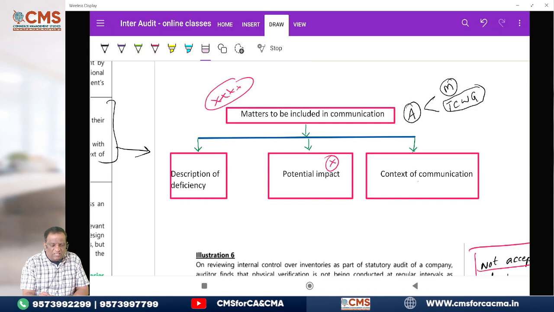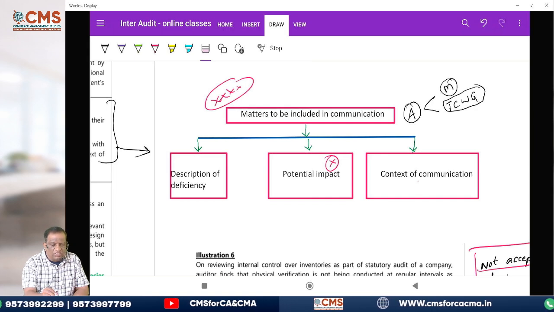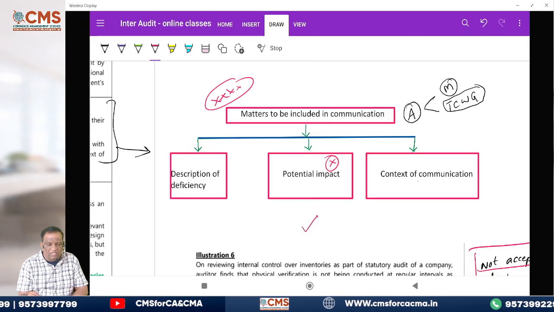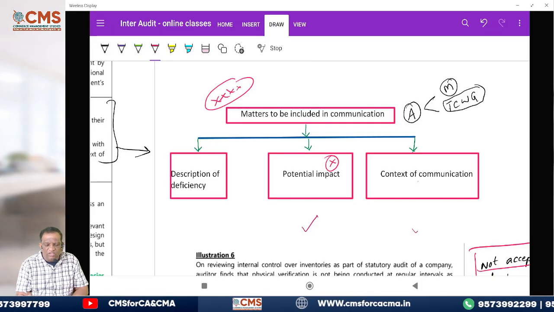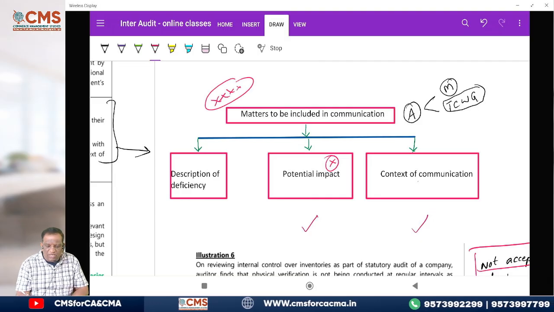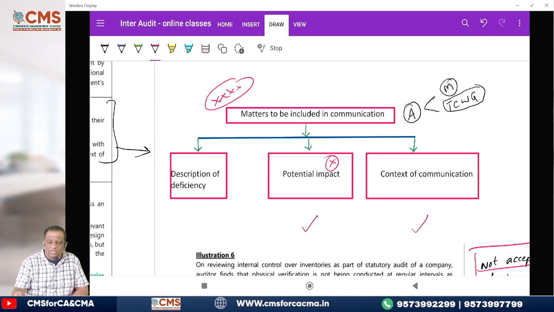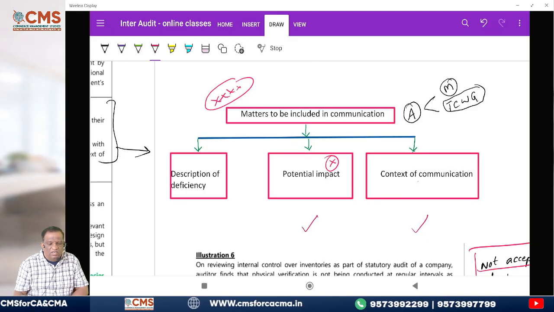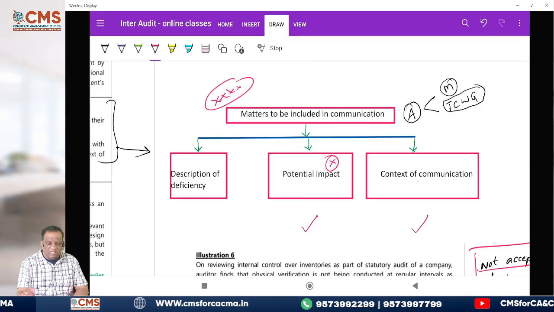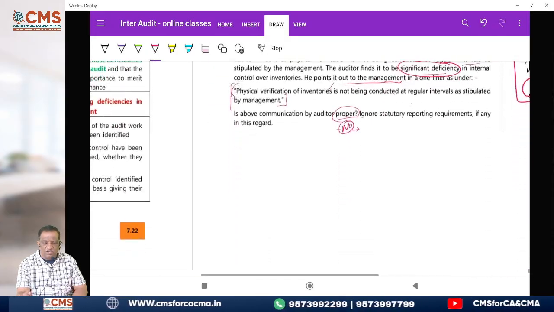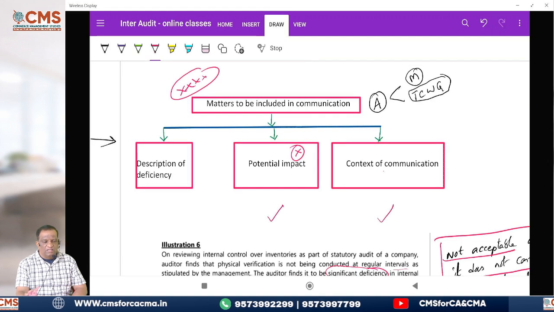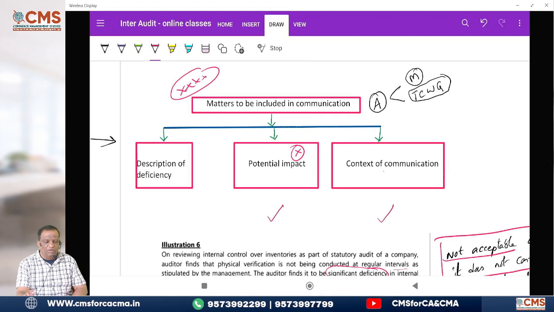One is the description of the deficiency. What is this deficiency? Second, what is the potential impact of the deficiency? And the third, in what context am I communicating this? Why am I communicating? So the context of communication. These three are the points to be included in your communication with regard to SA 265. This summarizes it, because it's a marathon and considering the time, I'm not able to go into detail, but these are the major important points.